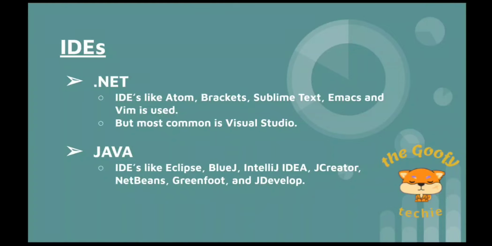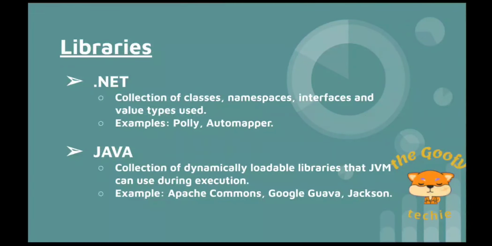So our next base is IDEs. In .NET, IDEs like Atom, Brackets, Sublime Text, Emacs, and Vim are used, but the most common one is Visual Studio. Java utilizes IDEs such as Eclipse, BlueJ, IntelliJ IDEA, jGRASP, JCreator, NetBeans, Greenfoot, and JDeveloper. And I'm sure you were coding in NetBeans or Eclipse, and I'm sure you have already used one of these IDEs like Eclipse or NetBeans or Visual Studio also.